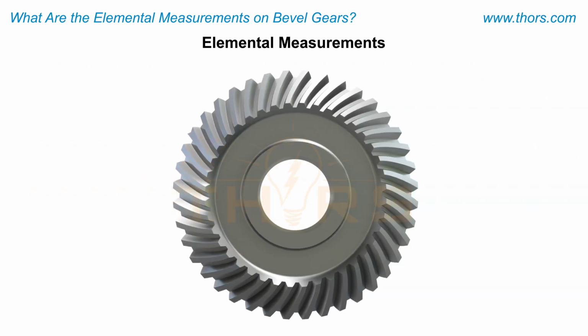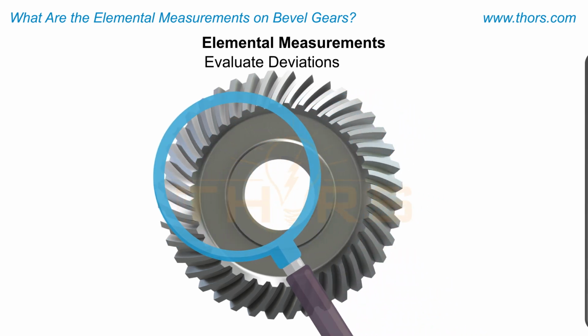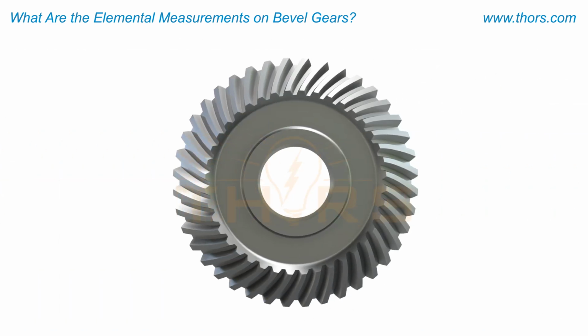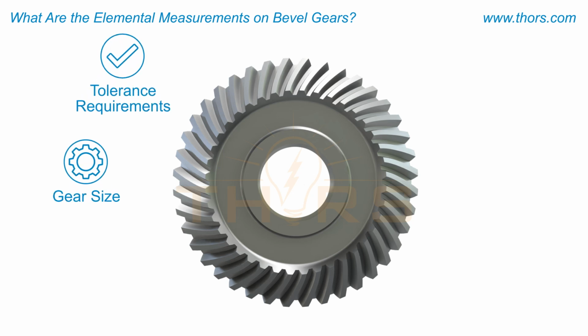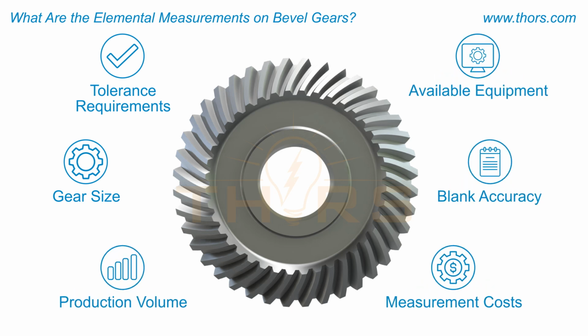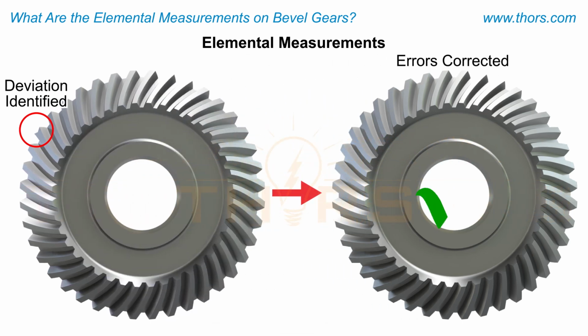The elemental measurements on bevel gears evaluate deviations of various measurement parameters against gear accuracy standards and can be measured using various measurement methods. The selection of a particular method depends on factors such as tolerance requirements, gear size, production volume, available equipment, blank accuracy, and measurement costs. These elemental measurements help identify deviations early, allowing engineers to correct errors and maintain consistent gear quality.